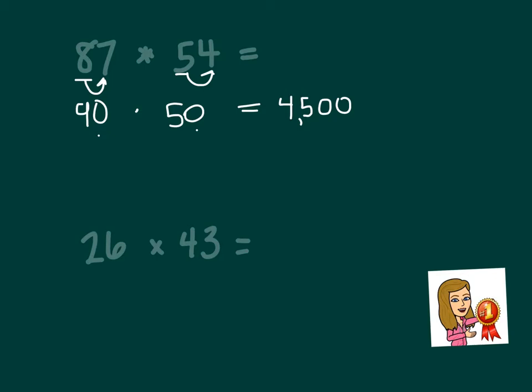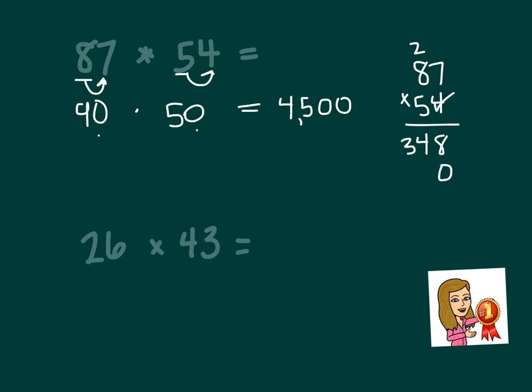Get my work ready over here. 87 times 54. So I'll begin by taking 4 times 7, which is 28. Put the 8 down, carry the 2. Continue doing 4 times 8, which is 32, plus 2, 34. All right, check off my ones place, done.